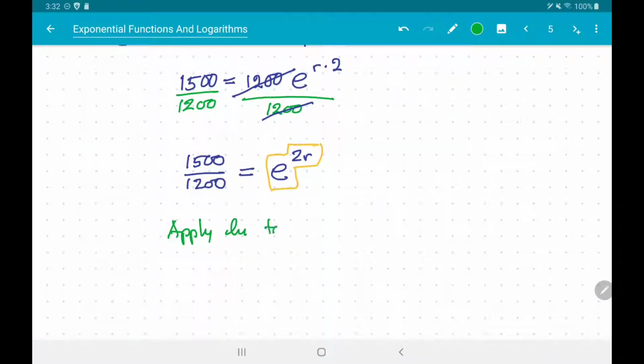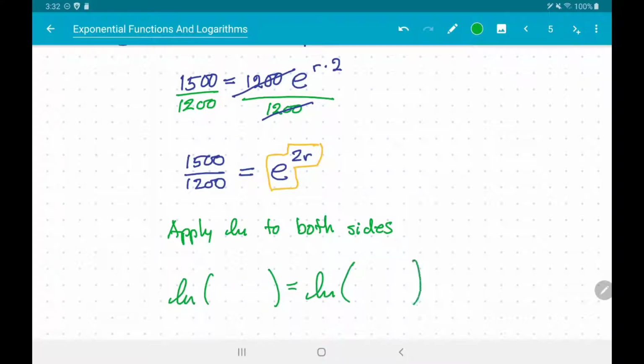ln to both sides. So again, ln is a function. We are not multiplying by ln. We are going to say that ln of this number, 1500 over 1200, is equal to ln of this other number, e to the 2r.